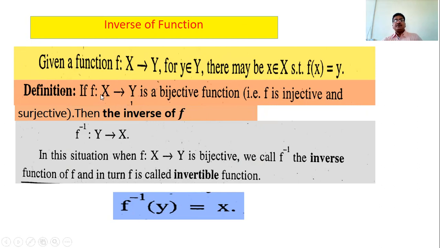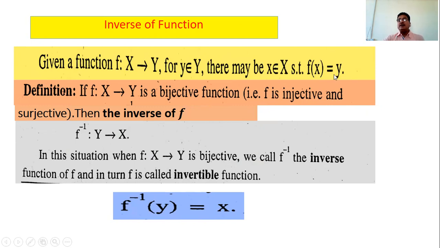If f is a function from X to Y, then its inverse is denoted by f raised to minus 1 and is a function from Y to X, and is defined by: if f(x) is equal to y, then f inverse of y is x. So this is the definition of the inverse function. That is, f(x) is y, then f inverse of y is x.